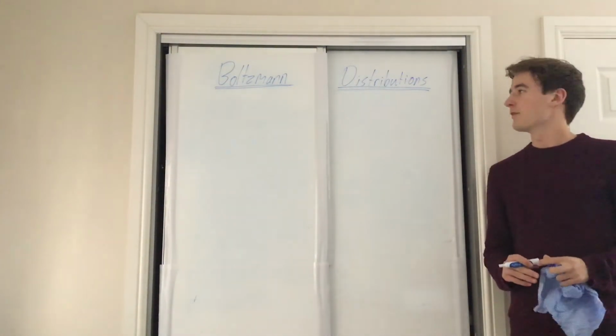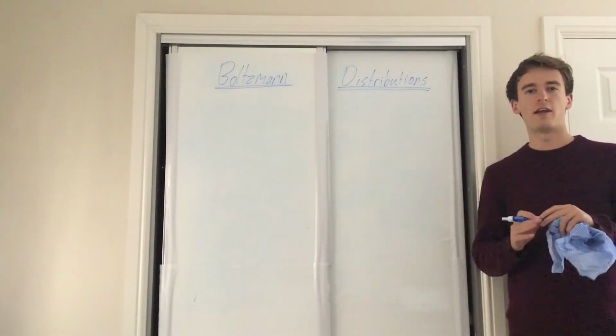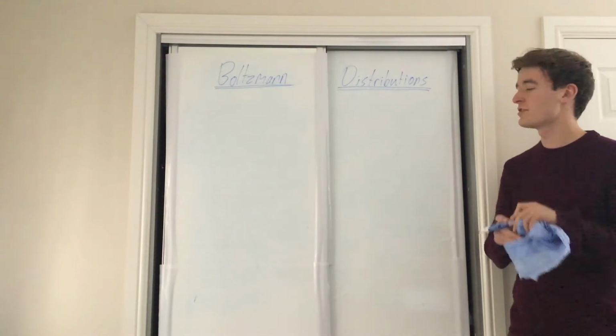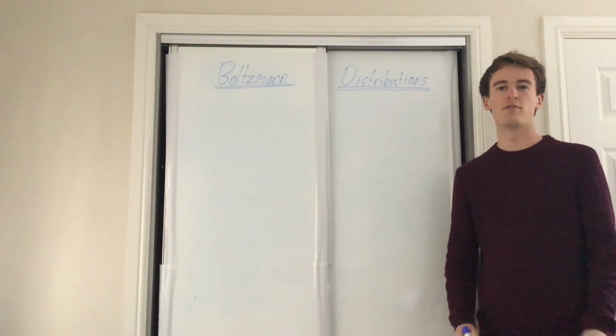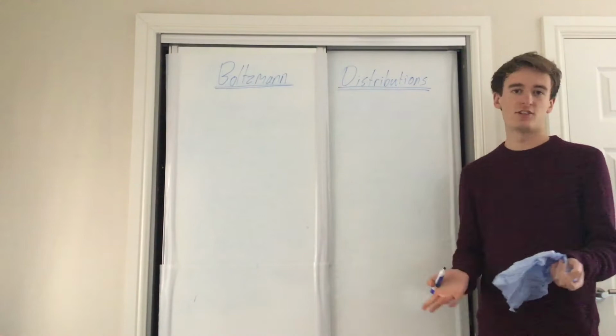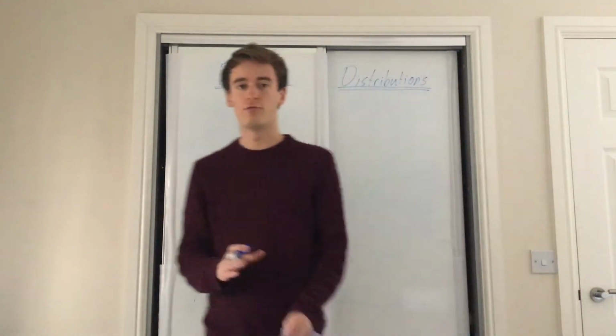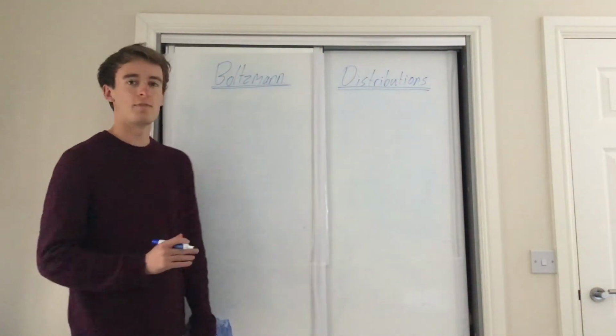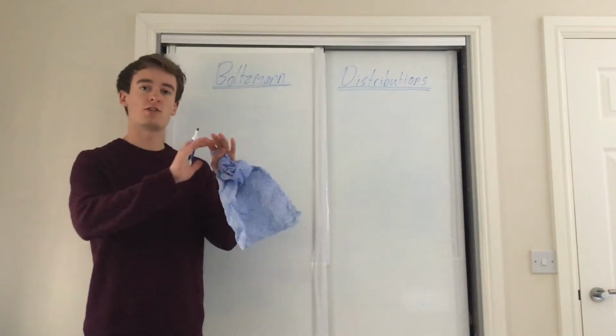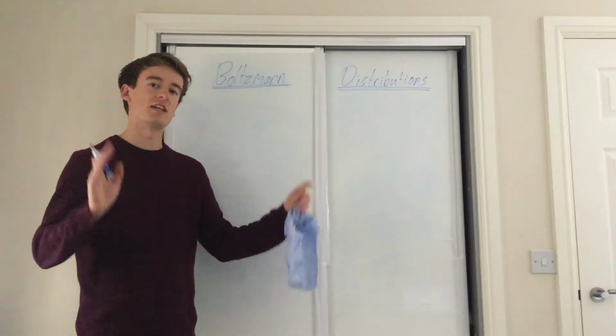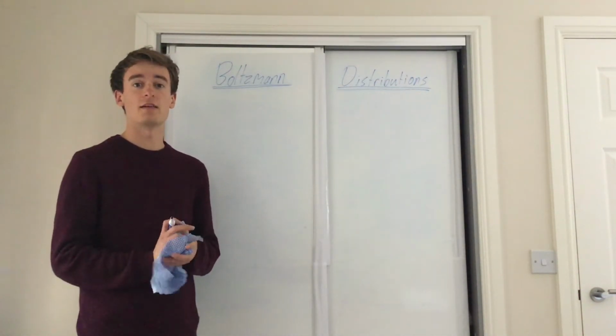Hello and welcome to this OCR A video on Boltzmann distributions, aimed squarely at year 12, looking at the energetics chapter, chapter 10, rates. So, what is a Boltzmann distribution? Well, a Boltzmann distribution is describing the energies of molecules in a system.